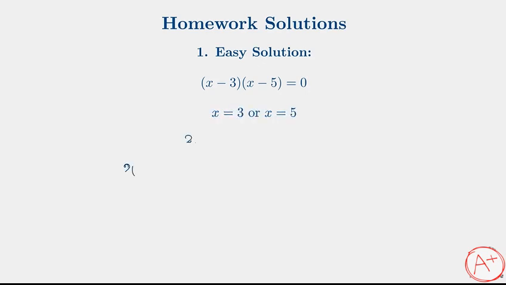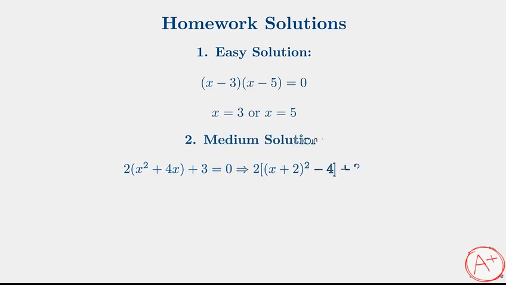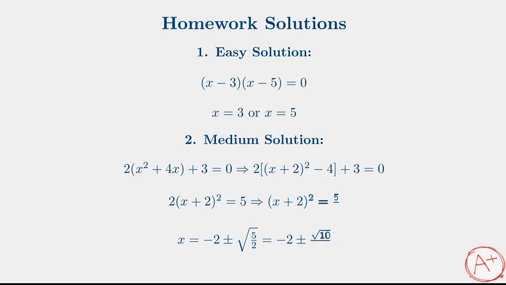Let us go through the solutions together. For the first question, we look for 2 numbers that multiply to 15 and add to negative 8. These are negative 3 and negative 5. Therefore, x equals 3 or x equals 5. For the medium question, we first divide by 2. Then complete the square by adding and subtracting half of the coefficient of x. Solving for x, we get x plus 2 squared equals 5 over 2. Taking the square root gives us negative 2 plus or minus the square root of 10 over 2.